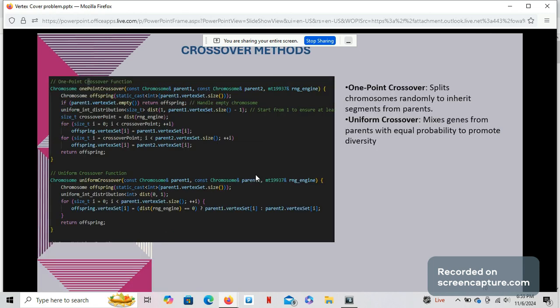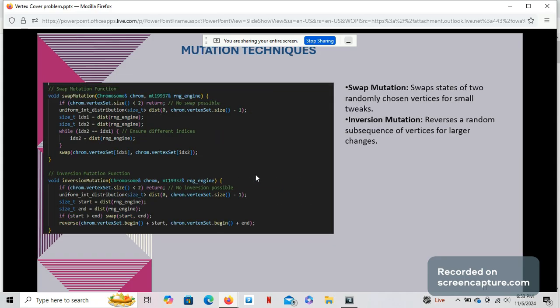right from the beginning. To further enhance exploration, I integrated 2 crossover methods. The first one, the one-point crossover, splits chromosomes at a random point, inheriting segments from each parent. And the second, uniform crossover, mixes genes from each parent with equal probability, promoting diversity by blending characteristics across chromosomes. For mutation, I implemented both swap mutation and inversion mutation.